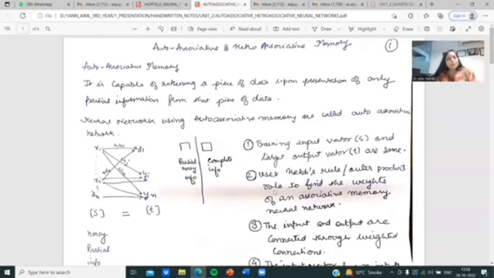Now, moving ahead, we have some numericals based on these associative memories. So we'll be discussing those now.